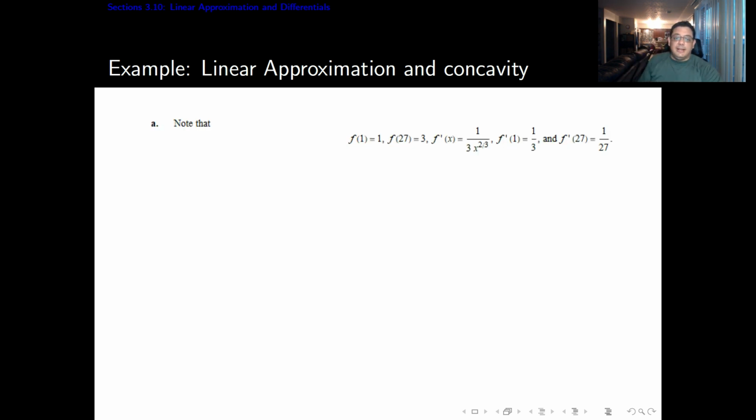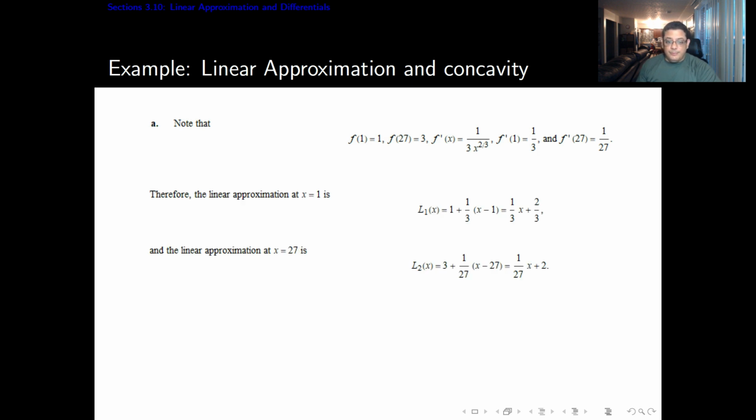So first, let's remember this is x to the 1/3. When I calculate the derivative, it is 1 over 3x to the 2/3. And then I can compute f of 1, f of 27, f prime of 1 and f prime of 27. In this particular case, f of 1 is 1, f of 27 is 3, f prime of 1 is 1/3, f prime of 27 is 1 over 27. Notice that I'm talking about two different linear approximations, the approximation at 1 and the approximation at 27. So that's going to give me two entirely different linear approximations.